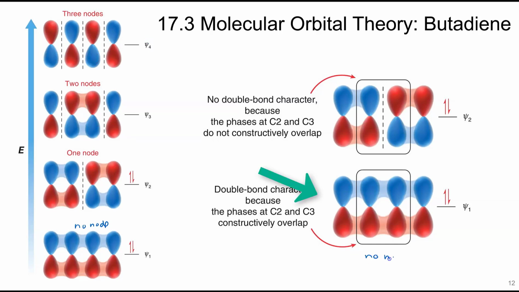In the no-node system, there's double bond character because the phases at C2 and C3 overlap. So this is a constructive overlap. In this one, we don't have double bond character between C2 and C3 because there's not overlap here. So it goes from blue to red. So there's no overlap. This overlaps because it's all blue on top.